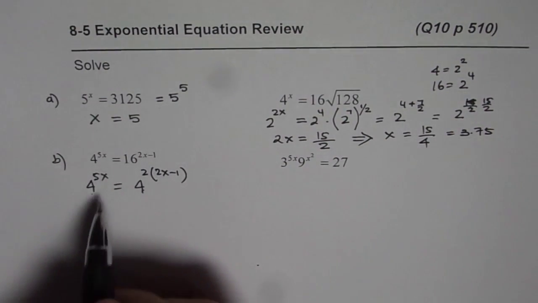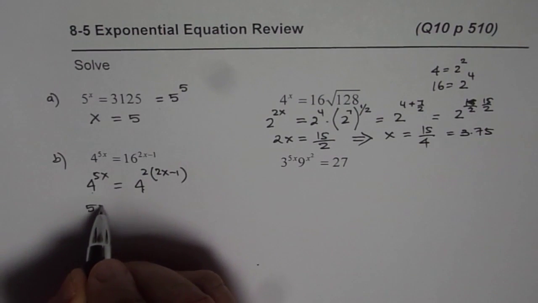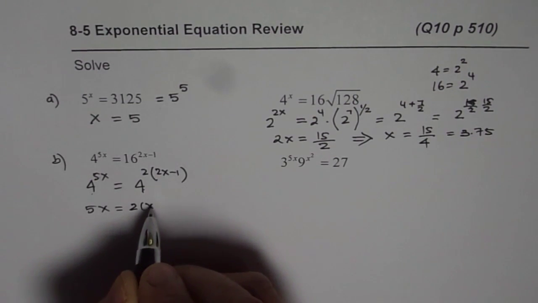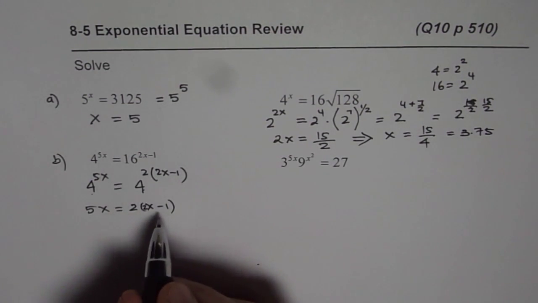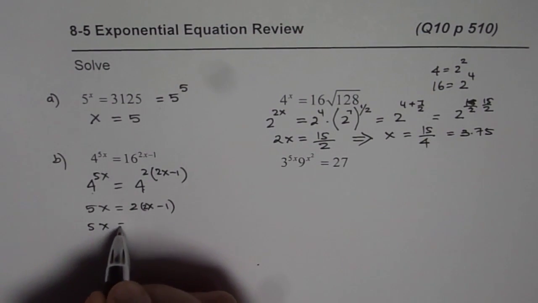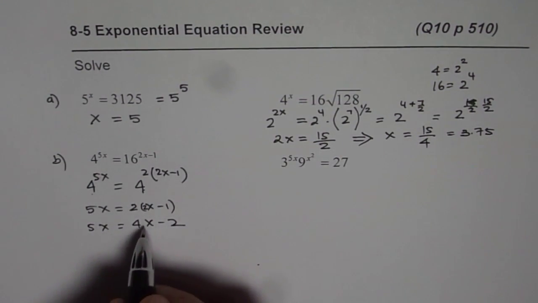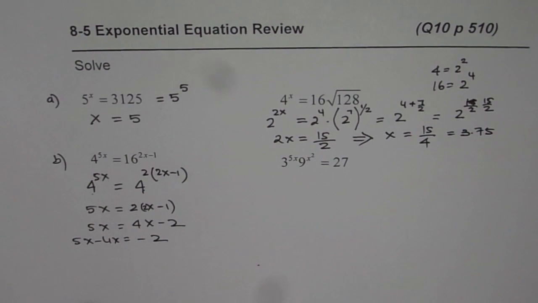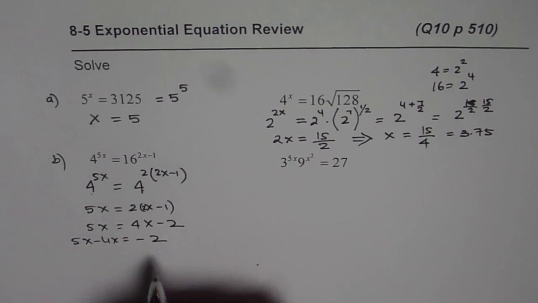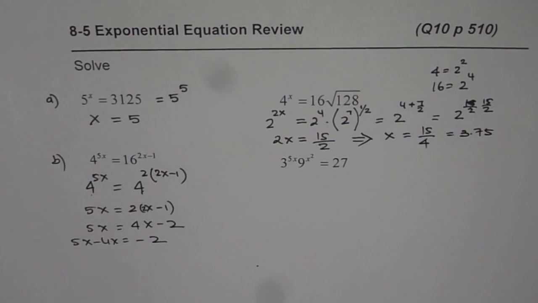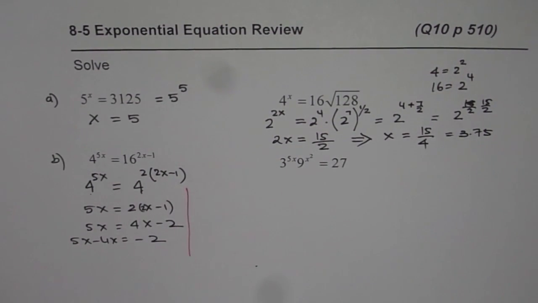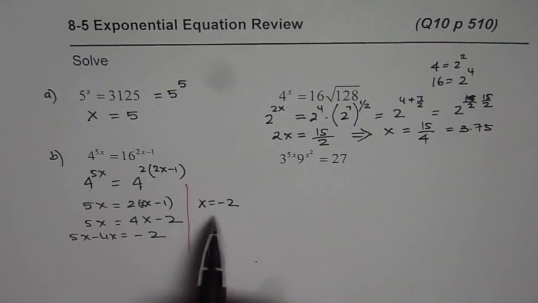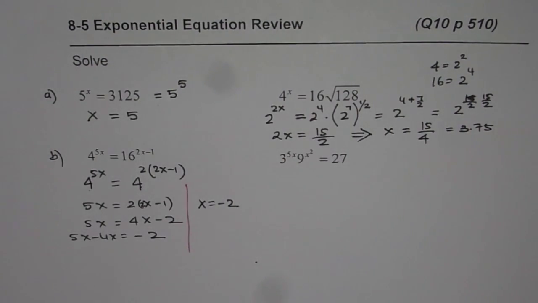We have the same base 4. Let's compare the exponents. So we get 5x equals 2 times 2x minus 1, correct? So you can open the bracket, bring them together, and solve it. So 5x equals 4x minus 2. Bringing x to the left side gives us 5x minus 4x equals minus 2. That implies x equals minus 2, right? So the solution is x equals minus 2 for that question.